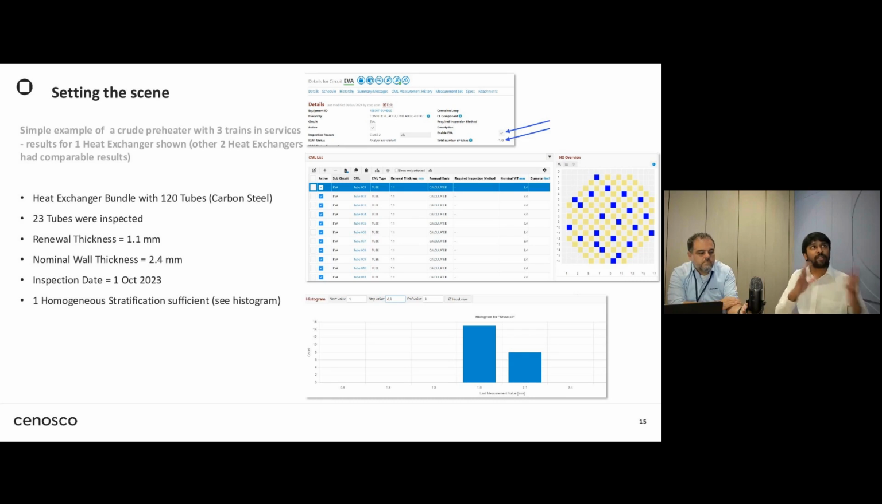So the background here is that we will be looking at the wall thickness results for a crude preheater. The crude preheater had roughly 120 tubes constructed of carbon steel. It is typically operational along with two other similar preheater trains. The case study we're looking at is for one specific heat exchanger, but the other two heat exchangers in the other trains were also inspected, and we had comparable results there as well.